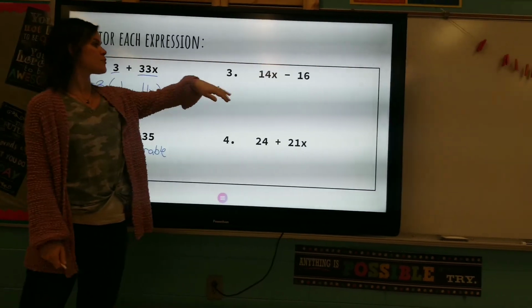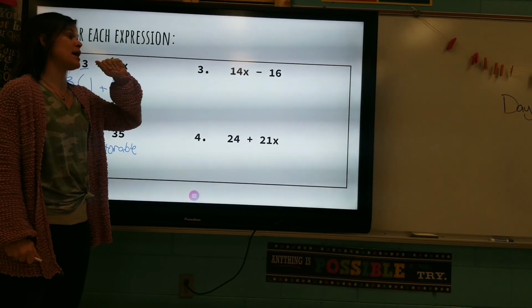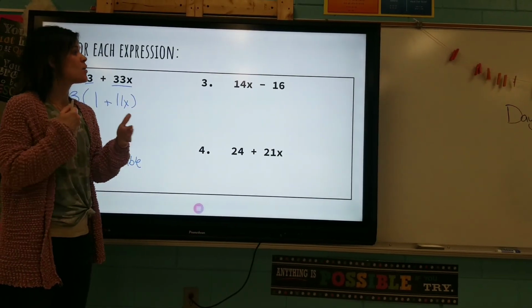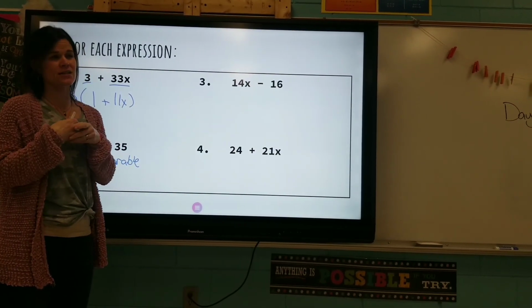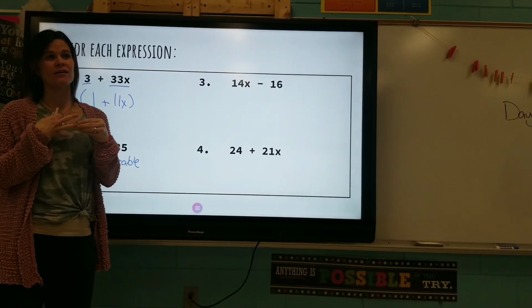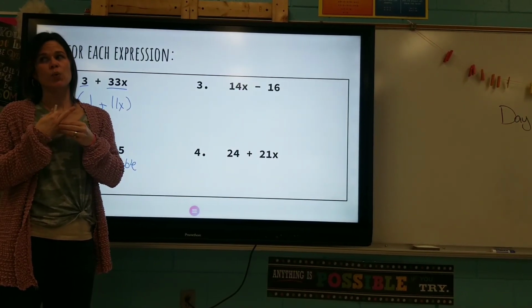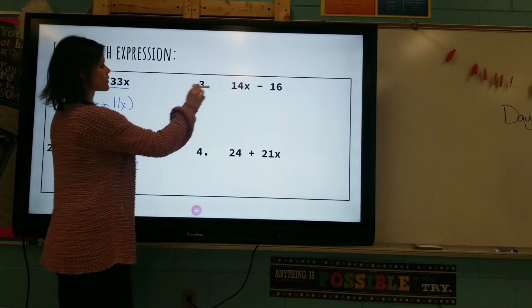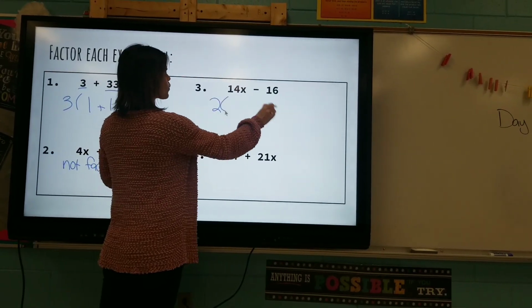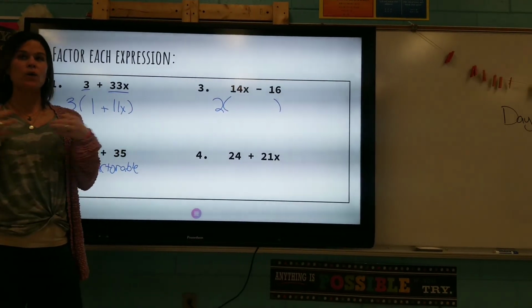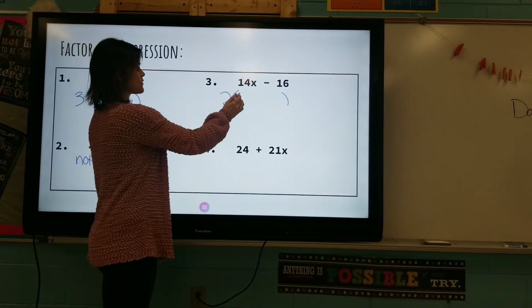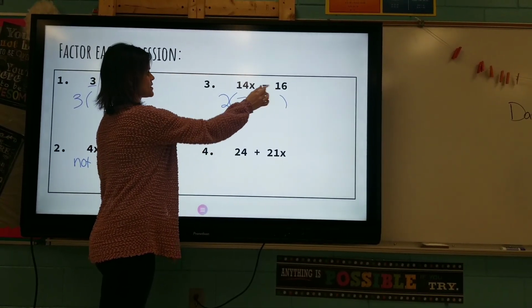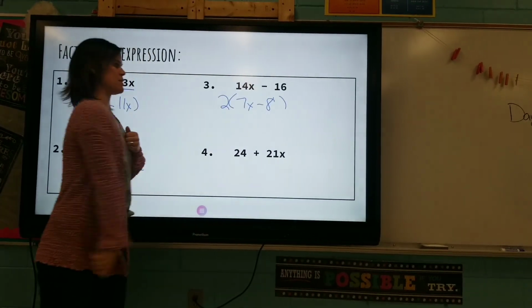Okay? Number 3, again, pulling out our greatest common factor for 14 and 16. What is the biggest number that 14 and 16 can both be divided by? Let's go with Cassidy. Okay? We could pull out that 2, and once we pull out that 2 again, we tell what is left over. 14x divided by 2 would give me a 7x, and 16 divided by 2 would give me a minus 8.